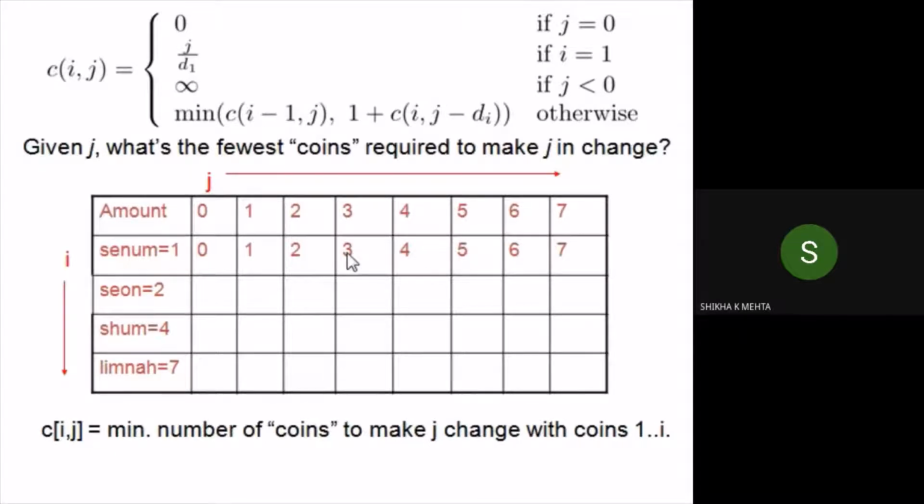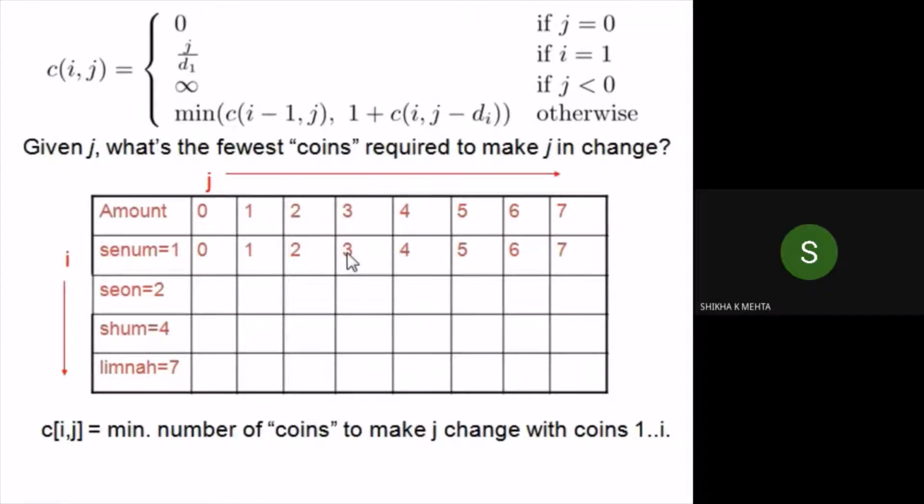Here you can see if we consider the first item, a 1 rupee coin. 0 is the initial amount, so we cannot make 0 with 1, but with 1, we can make 1. If you see the top row of the amount, 1, 2, 3, 4, 5, 6, the maximum amount required is 7. And this is the approach to solve it using dynamic programming.